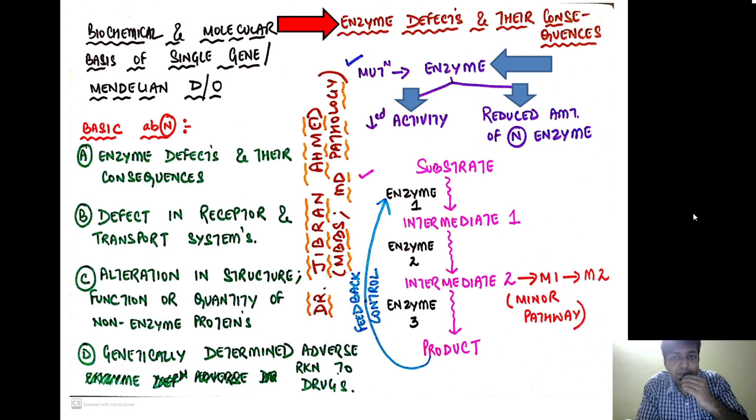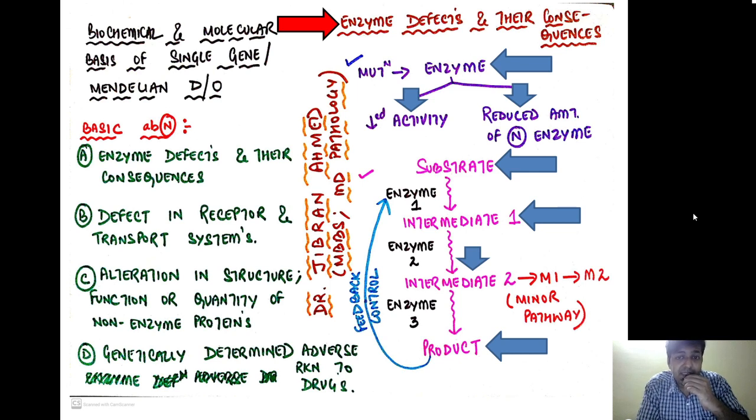Now let us see this particular flow chart starting from the substrate. One substrate is converting into an intermediate number 1 with the help of an enzyme, that is enzyme 1. And this intermediate 1 is converting into an intermediate 2 with the help of enzyme number 2. And finally it is giving rise to a product with the help of enzyme number 3.